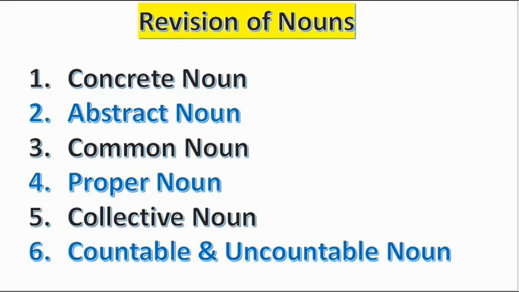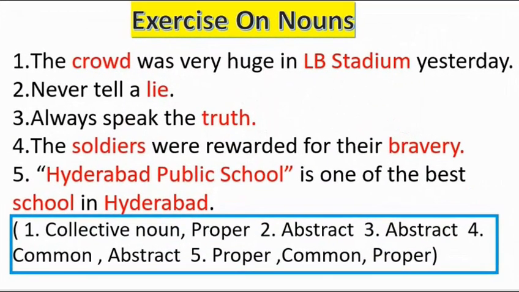If you are thorough, let's go for few exercises. First, the exercise. Be careful, slowly understand it. If you have the 6 types of nouns properly, if you have command, then it will be easy for you to understand. First one, see, the crowd was very huge in LB Stadium yesterday. Here 2 nouns are there, crowd and LB Stadium. Crowd is here collective noun, collective group of people. And LB Stadium is particular place, that's a proper noun.